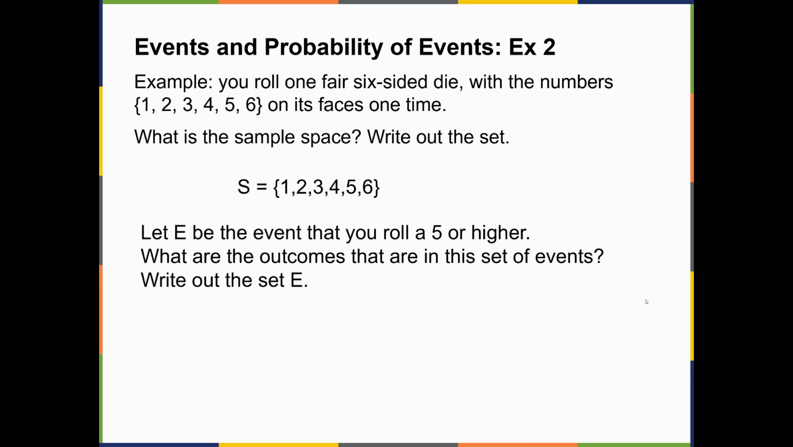All right, you back? E is equal to the set 5 or 6. That's a 5 or higher. So we can find the probability of E by counting the number of outcomes in event E and dividing that by the number of outcomes in the total sample space. That's 2 in E divided by 6 in the sample space. 2 over 6 is equal to 1/3.